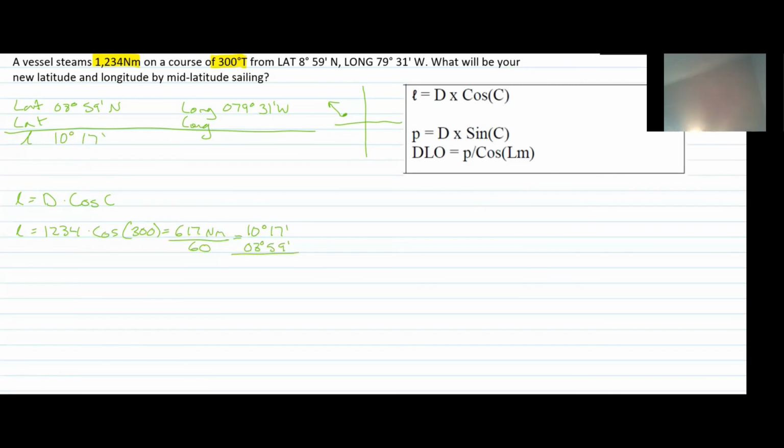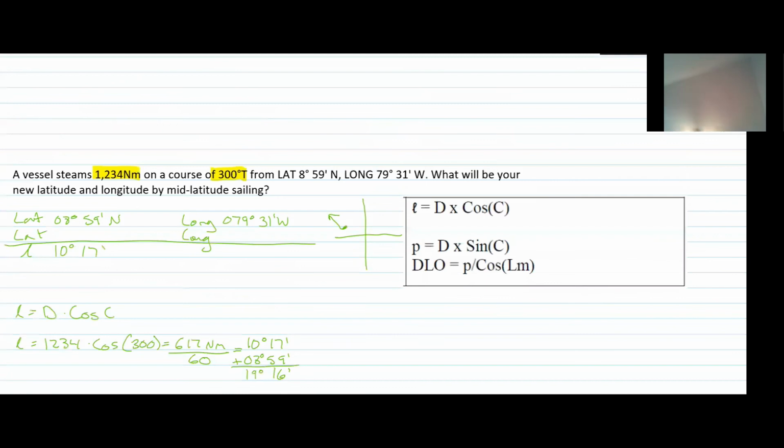We will be adding because we're starting at 8 degrees 59 minutes north and we are going further north. So go ahead and type that into your calculator. 10 degrees 17 minutes plus 8 degrees 59 minutes equals 19 degrees 16 minutes. That is your final latitude, so go ahead and write it up with your lats and longs.